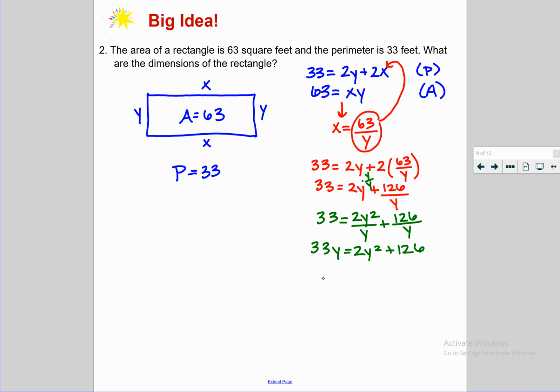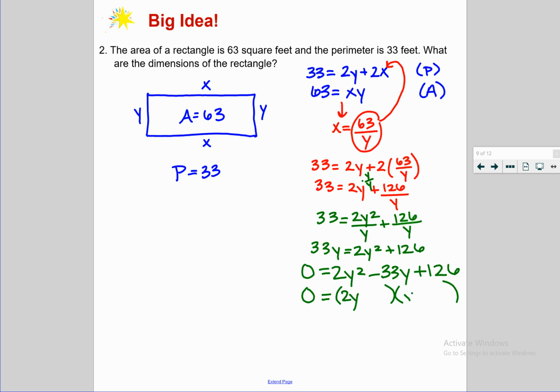Okay, so I'm going to get it equal to 0. 0 equals 2y squared, if I put my terms in order, minus 33y plus 126. And then we can factor that, or use the quadratic formula. And that'll solve for y. Once we have y, it's going to be one step to get to x. This one you might be able to guess and check, not too terribly.